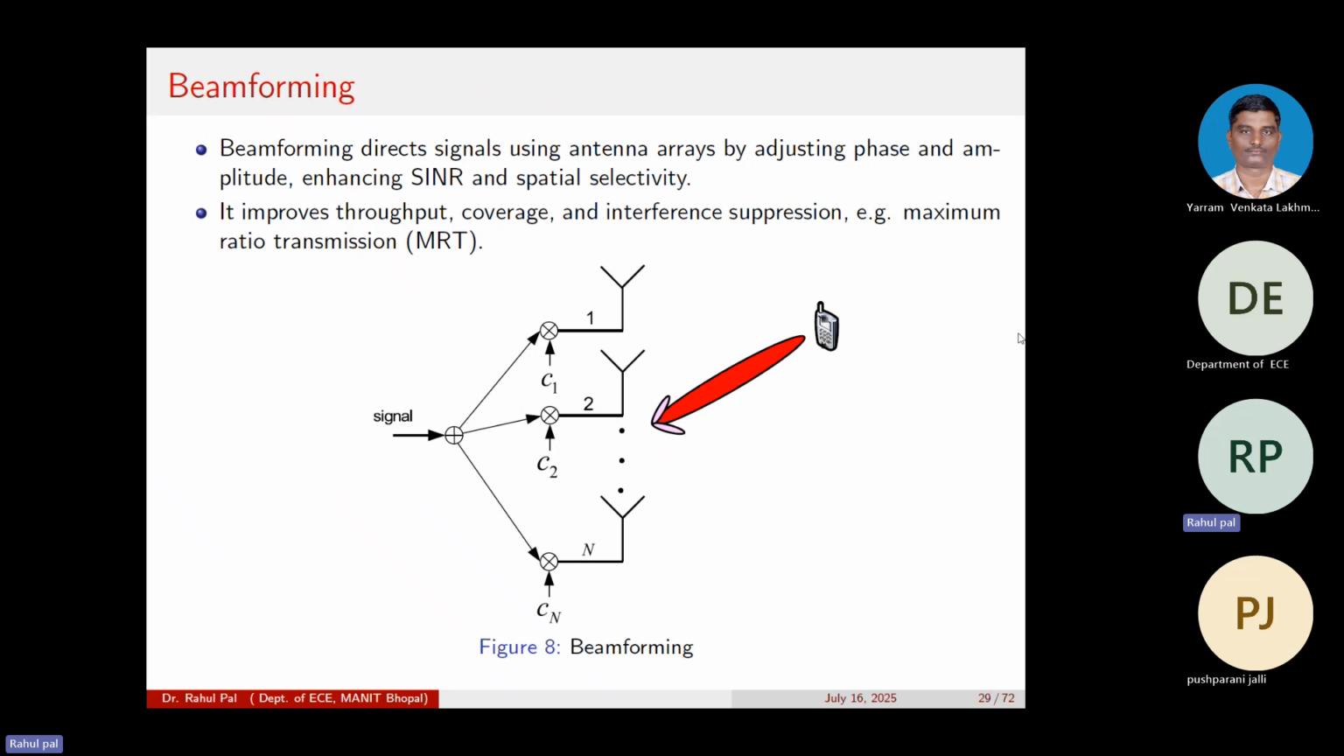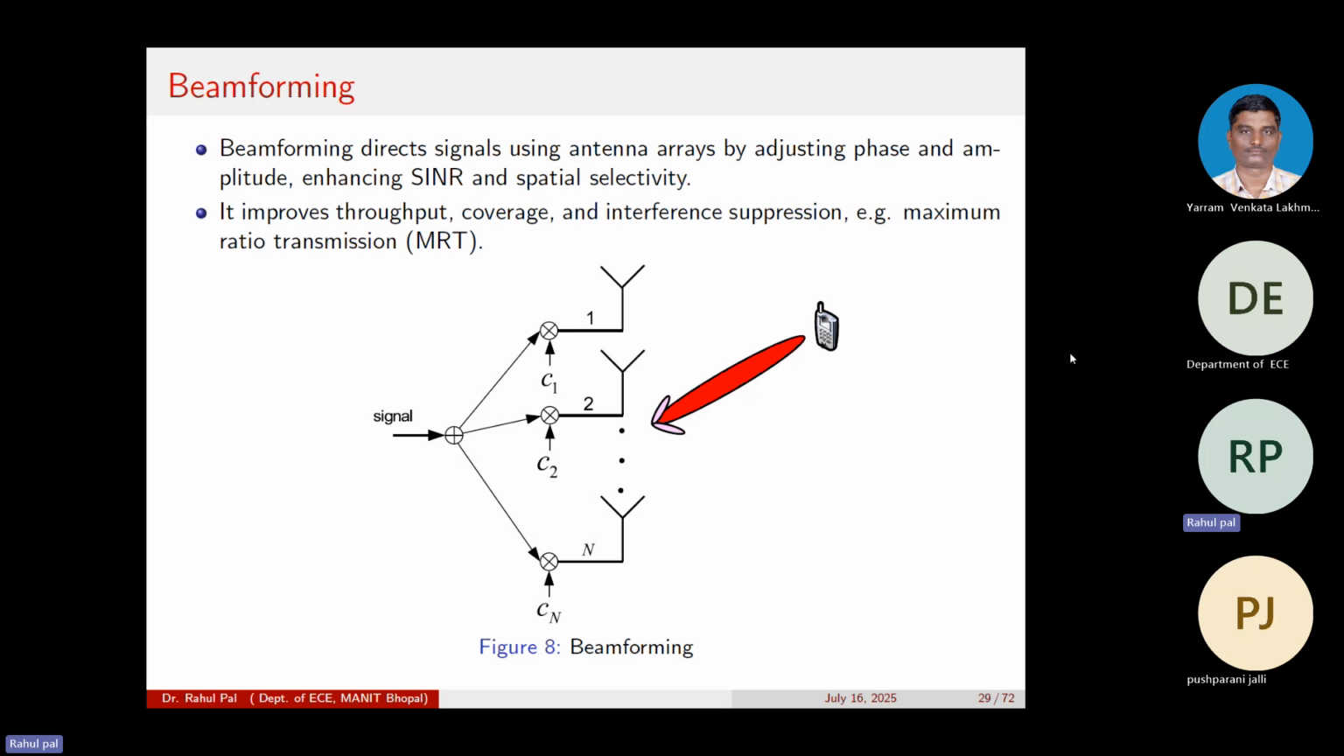Now we are moving towards another new topic, which is beamforming. So now we have a figure. Here we can see my transmitter and my signal. The signal is multiplied with weight C1, then given to this antenna element, and the signal is multiplied with weight C2, then given to the second element, and so on.